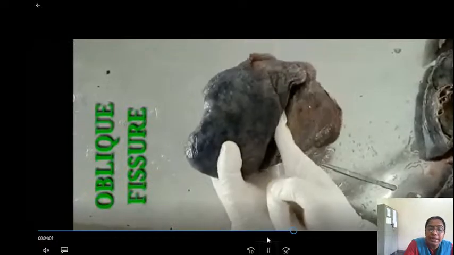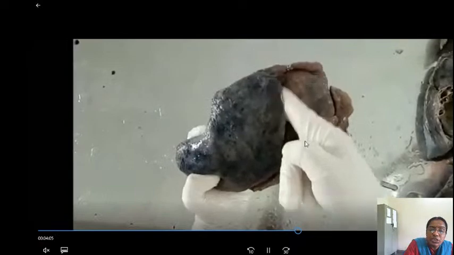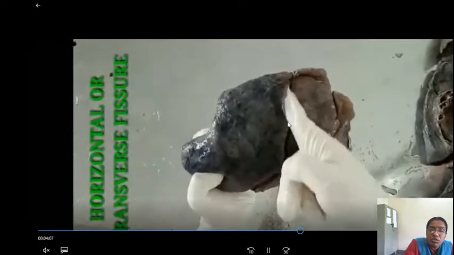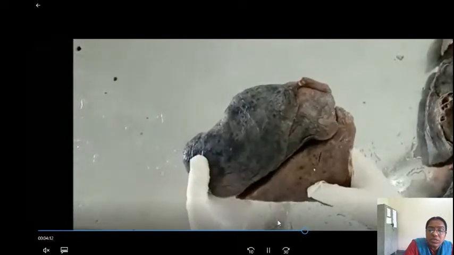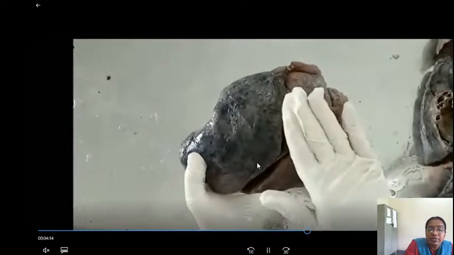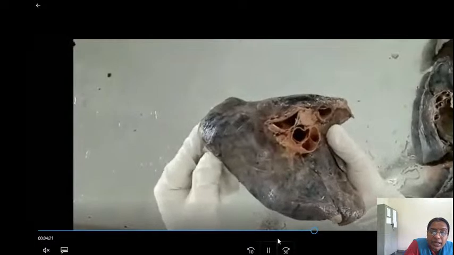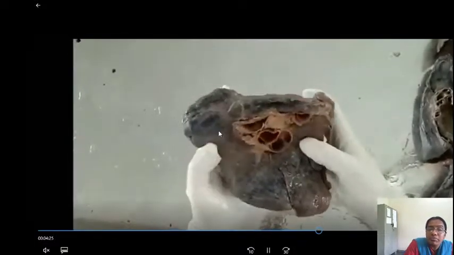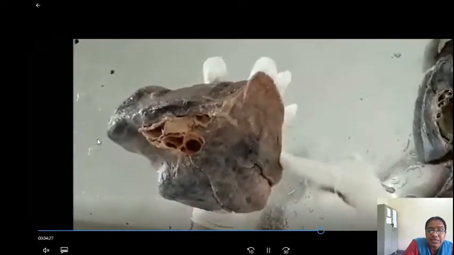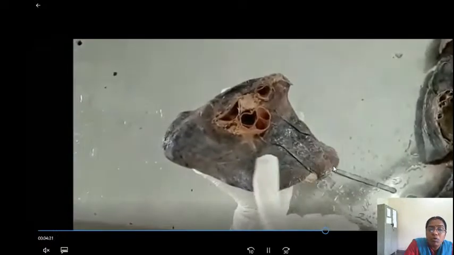One more thing, within the right lung you can see the fissures. There are two fissures. One is called the oblique fissure, and the other is called the transverse or horizontal fissure. Because of these fissures, the whole right lung is divided into three lobes: upper, middle and lower. But when determining the side of the lung, don't determine it based on the lobes. Determine it based on the external features, that is the apex, base, inferior border, and anterior border.